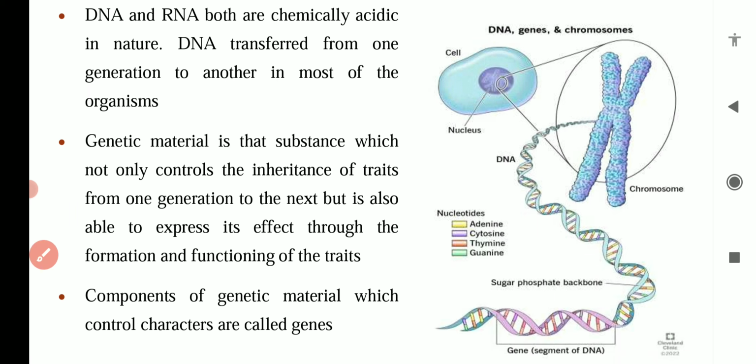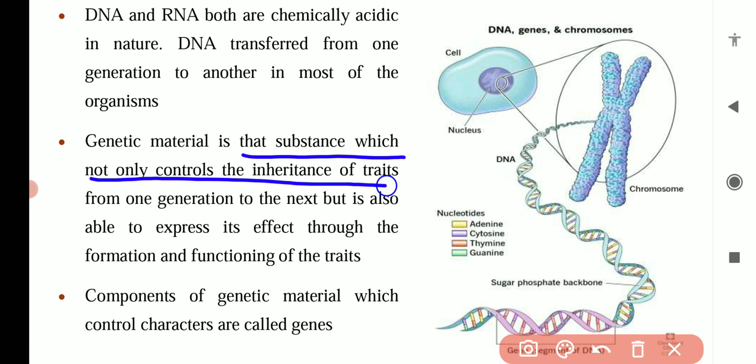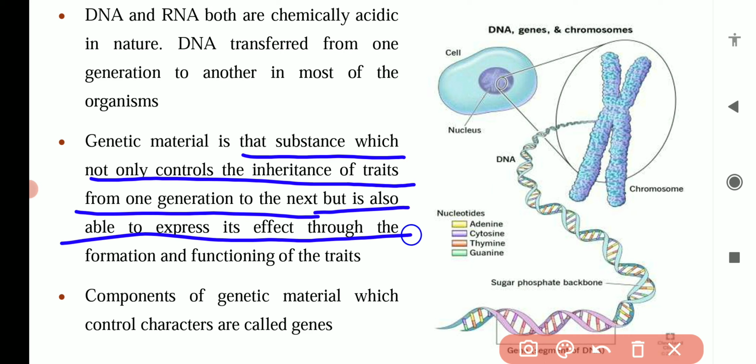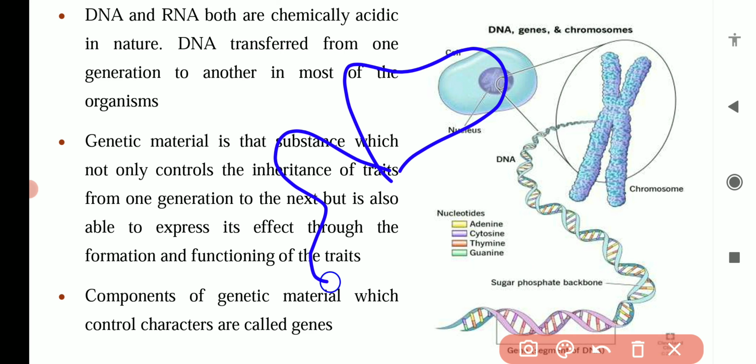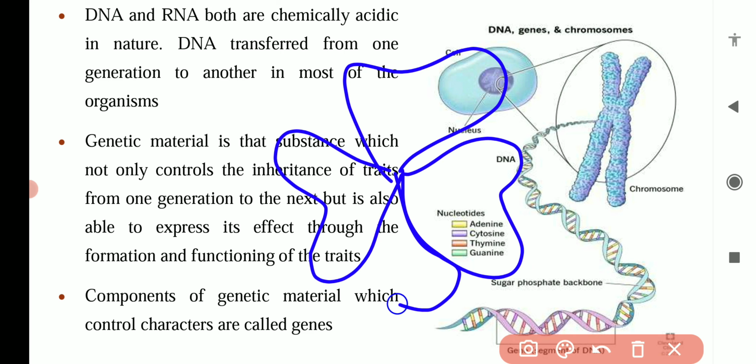Next, genetic material is that substance which not only controls the inheritance of traits from one generation to the next, but is also able to express its effect through the formation and function of traits. It means it is solely responsible for the formation of different traits or characters and their functioning. Suppose, for example, a plant has flowers with red color petals.